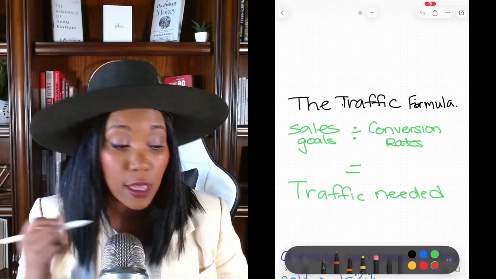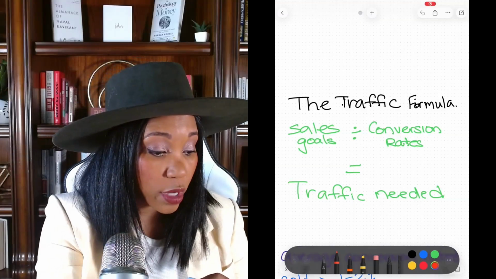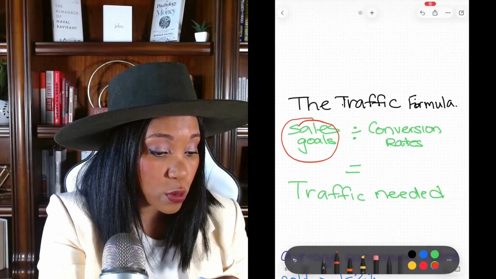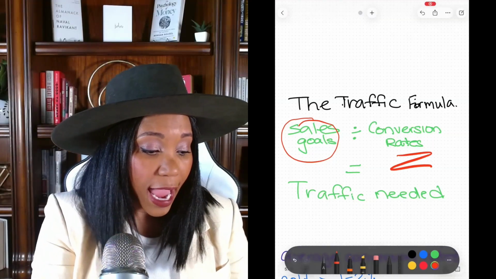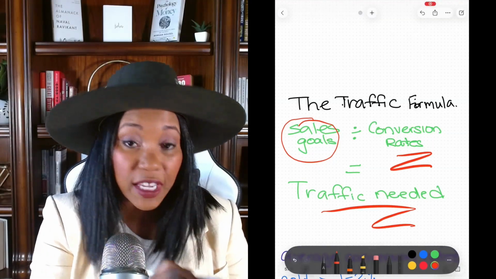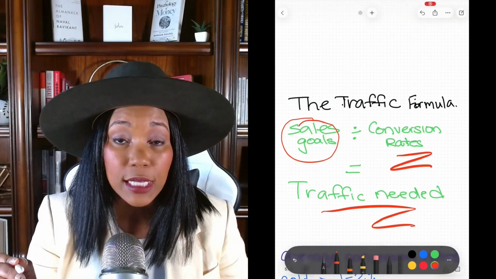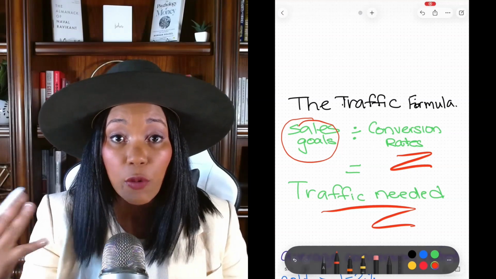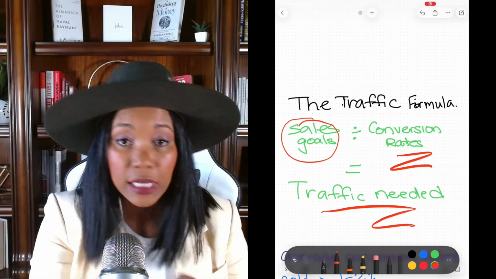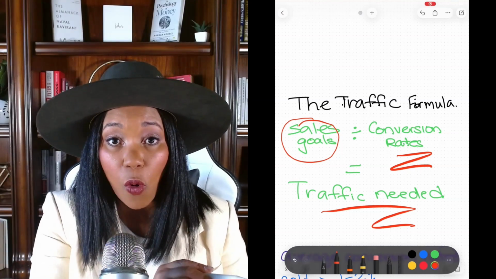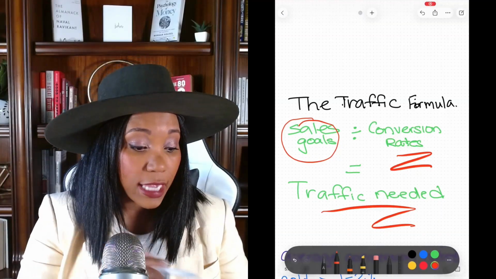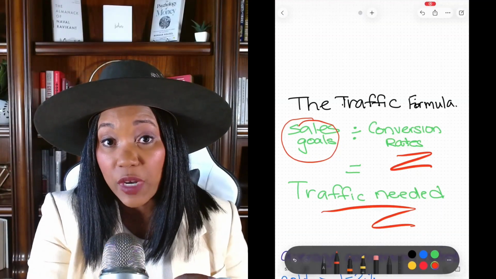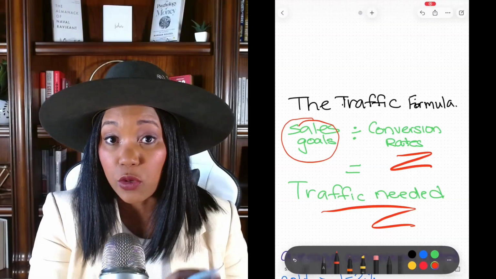So let's talk about the traffic formula for your business. The first thing that we need is to understand what our sales goals are. And we need to divide that by our conversion rates. And that will help us to know how much traffic is actually needed in order for us to get the sales that we are looking for in our business. So a lot of times what happens is we make our sales goal, but we don't necessarily know what our conversion rates are within our business. And we don't understand how much traffic we need in order to accomplish that particular sales goal.